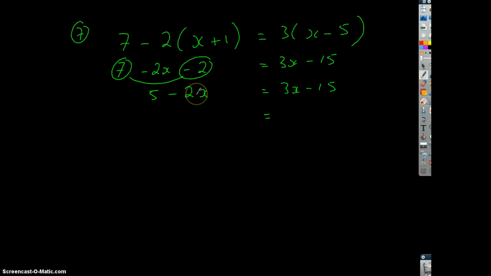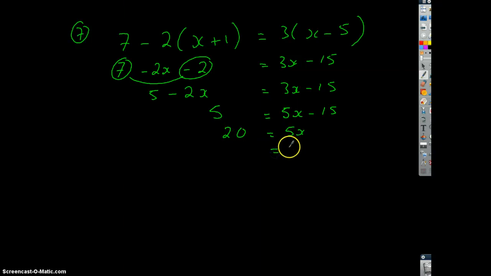Now by adding 2x to this side, negative 2x add 2x is 0, so we're left with just the 5 that's over here. Let's add 2x to this side, which gives us 5x minus 15. Let's add 15 to this side to leave us with 5x, and let's add 15 to this side. Now we're used to it being the other way around, but it's just an equal sign, so it doesn't matter. This side equals this side, so this side equals that side.